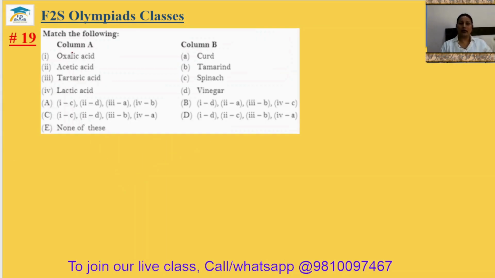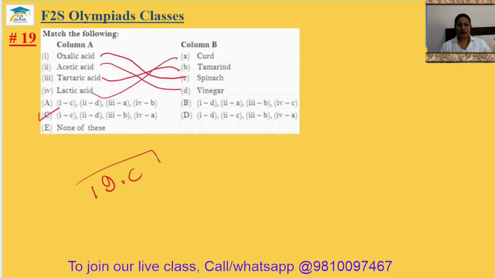Question number 19. Match the following. Oxalic acid, acetic acid, tartaric acid and lactic acid. Oxalic acid will match with spinach. Acetic acid is vinegar. Tartaric is tamarind and lactic is curd. ठीक है? So the 19th answer is 1C, 2D, 3B and 4A. It is in option number C. So the 19th answer is option C.